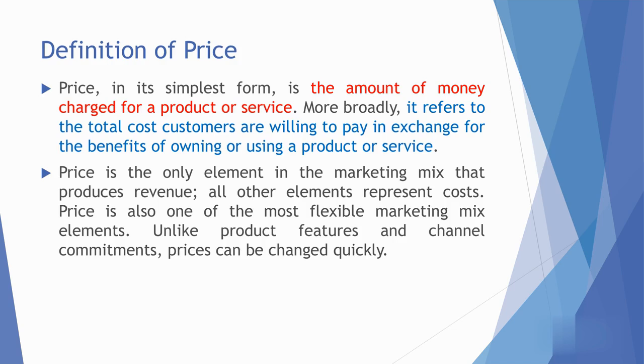For example, during holiday seasons, e-commerce platforms like Amazon or Jumia often run flash sales or discount events such as Black Friday or Cyber Monday. Prices are quickly lowered to attract more customers, increase sales volume, and stay competitive. This change can be implemented almost instantly, unlike product development or distribution adjustments, which require more time and resources.